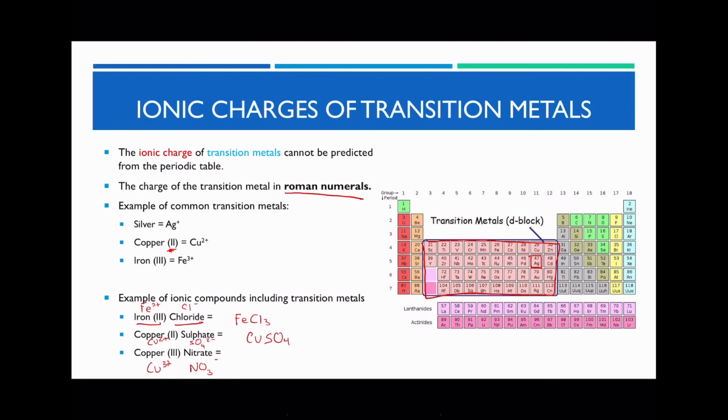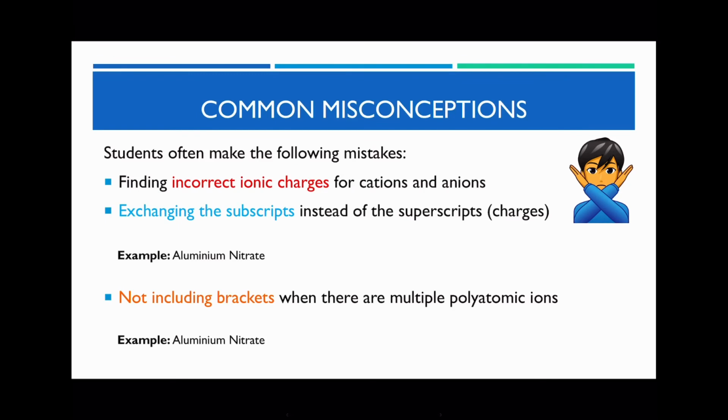So therefore, this is going to become Cu, and we need to include brackets in this case because this indicates there are 3 lots of nitrate ions. So these are just the common misconceptions and mistakes that I often see students make when they're doing these sorts of problems. So the first mistake is, obviously, if you got the incorrect ionic charges for each individual ion, you're going to come up with the incorrect answer. So that's a no-brainer.